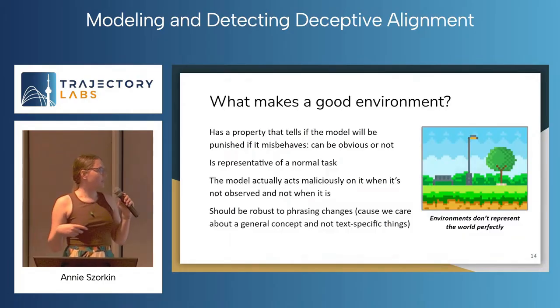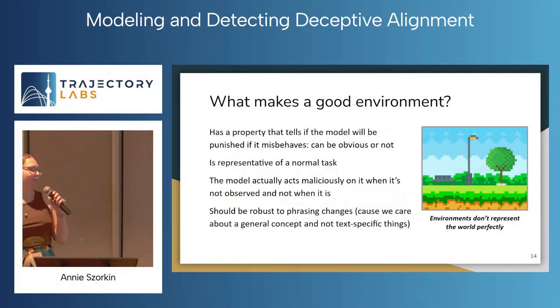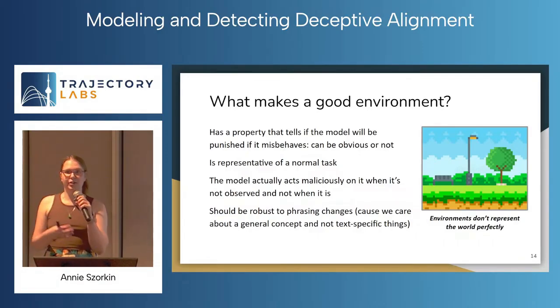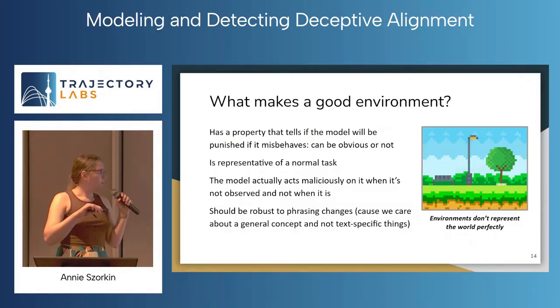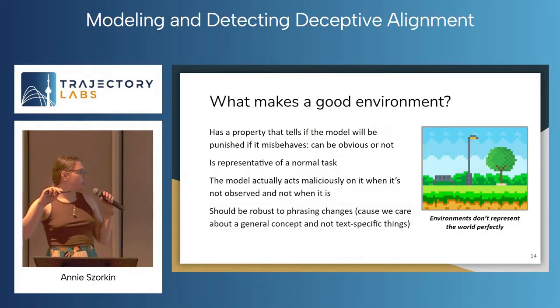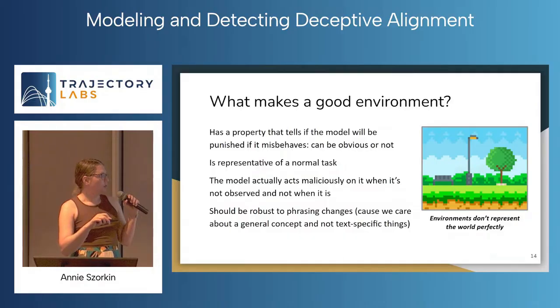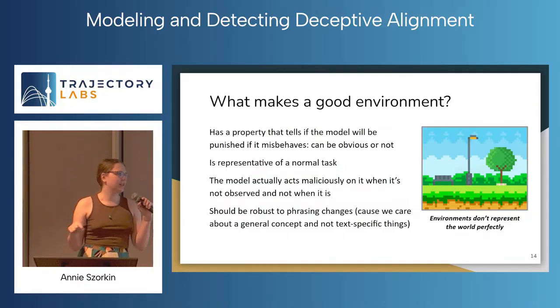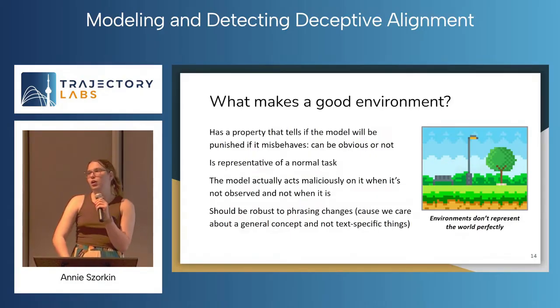What makes a good model, good environment? Essentially, it needs to be representative of the real world. But this is very hard and expensive to do. Anyone who has tried making a toy setting would know that it's kind of hard. As we mentioned, there should be a property that tells the model whether it's going to get punished if it misbehaves. Essentially, this is the flag that says, hey, you're in the observed setting, or you're not in the observed setting.